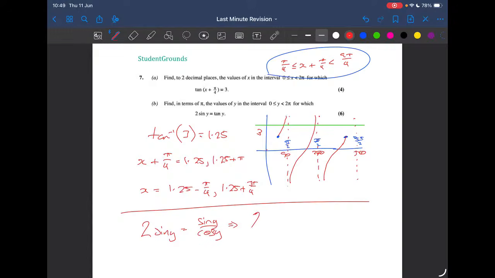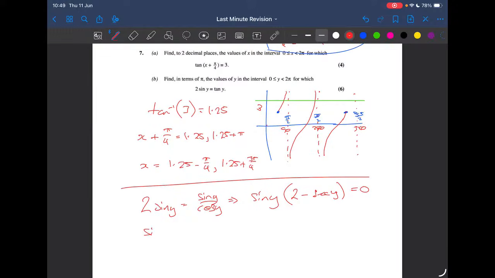We'll have 2 lots of sine y. Well, let's take the sine y out as well. We'll have sine y, lots of 2 minus 1 on cos, which is sec, equals 0. So effectively we need sine y equals 0, or sec is equal to 2, so cos is equal to half. That should be implied, should be a comma. So both of these are going to be fine.